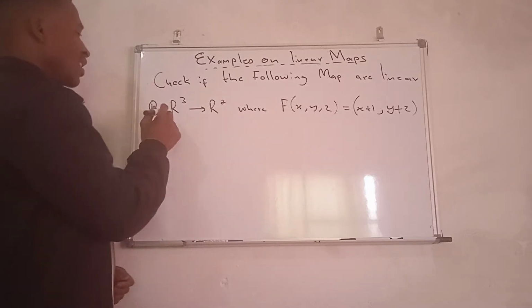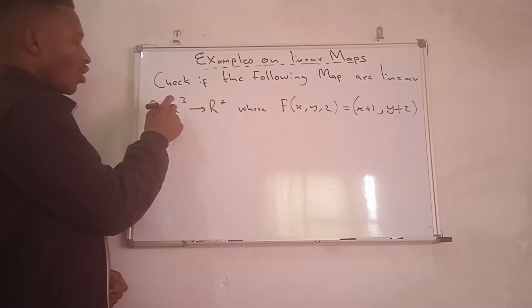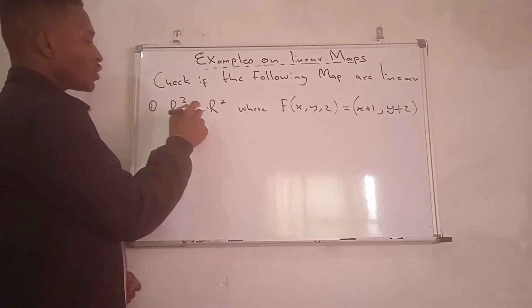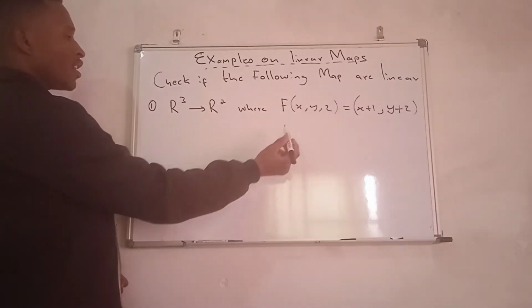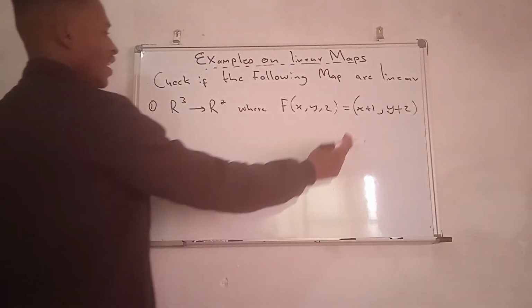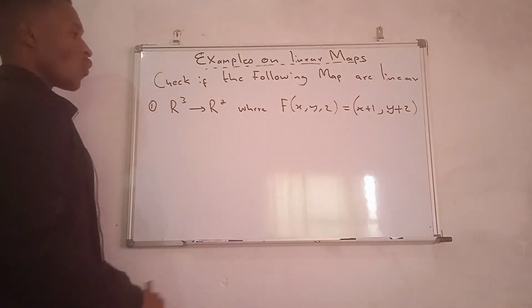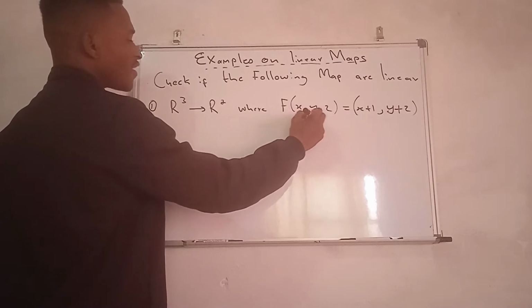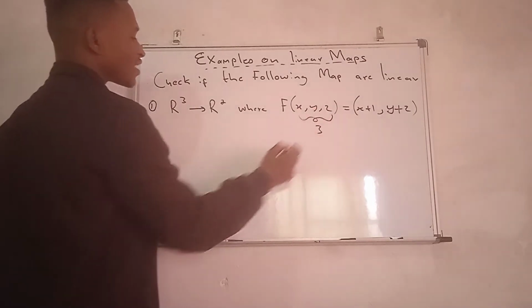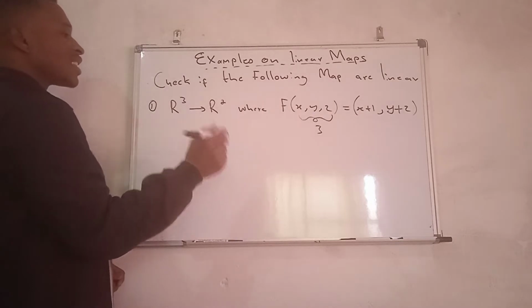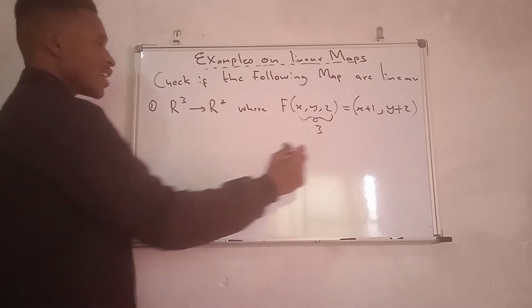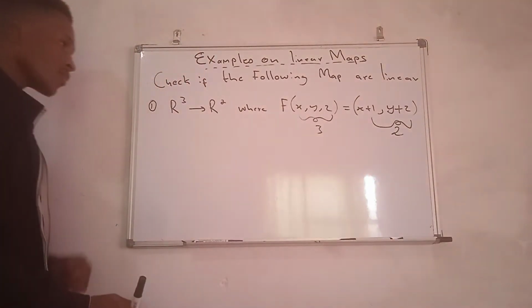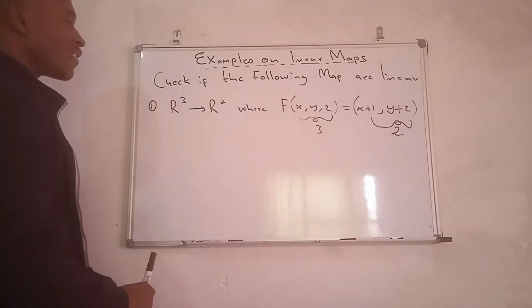They give us that R in 3 dimensions maps all the way to 2 dimensions, whereby f of (x, y, z) equals (x plus 1, y plus 2). So these three represent the vectors that we actually have in here. As you can see, we have 3 vectors in here, and then this one represents the 2 vectors that we have in here. So they're asking us to determine if this is linear.